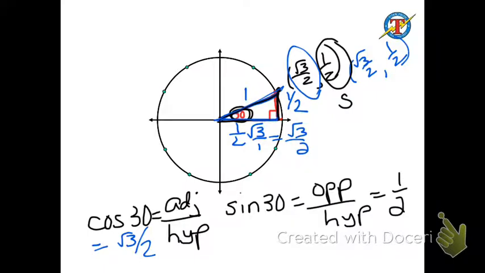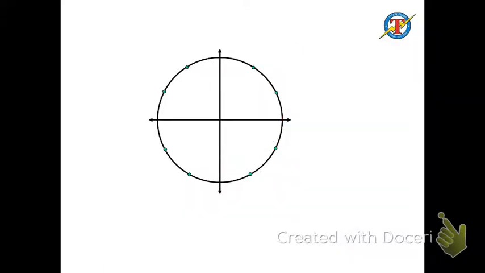Okay? Now I'm going to erase that. Clean it up a little bit. So what we have so far is for a 30-degree angle, the cosine is √3/2 and the sine is 1/2. Remember, it's alphabetical. Cosine and then sine. Well, we can pretty much do that same exact process for the 60-degree angles.